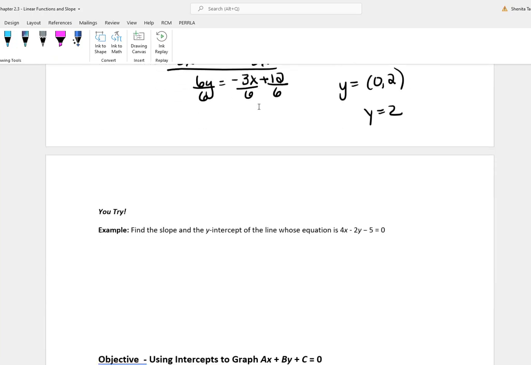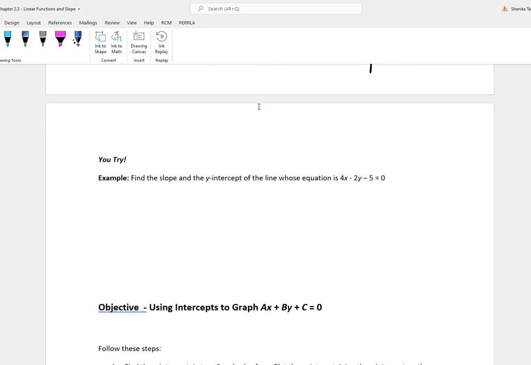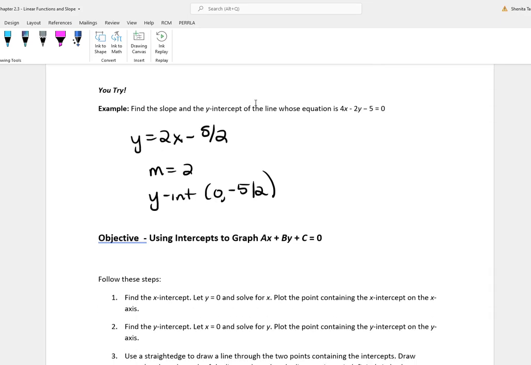Alright, the next problem is a U-try problem. I will go ahead and write it out. And then the slope is 2 and the y-intercept is 0, negative 5 over 2. So you can go ahead and work on that on your own.